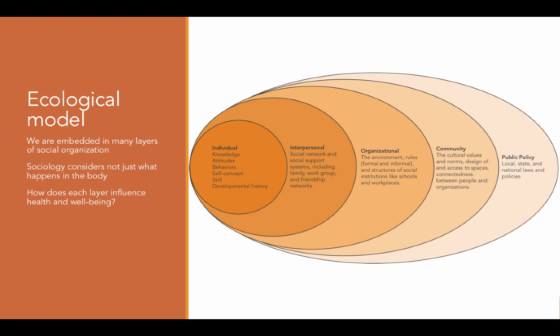So then at the organizational level, this is where you see social institutions, things like schools, workplaces, places of worship. What's really emphasized at the organizational level is the environment of those social institutions. So not the broader community environment, not the culture of America or anything broad like that. This is much more constrained to a particular set of social institutions.